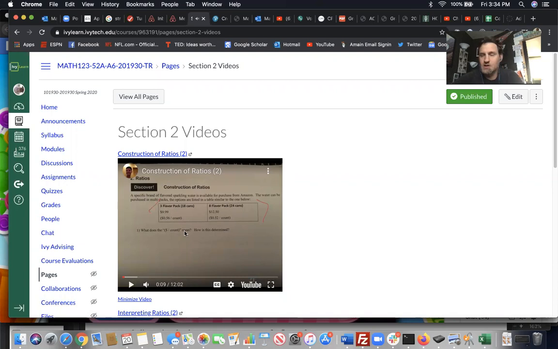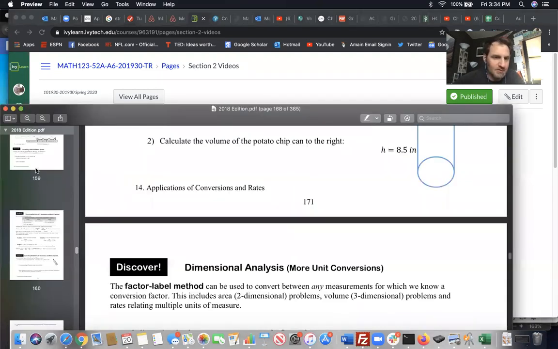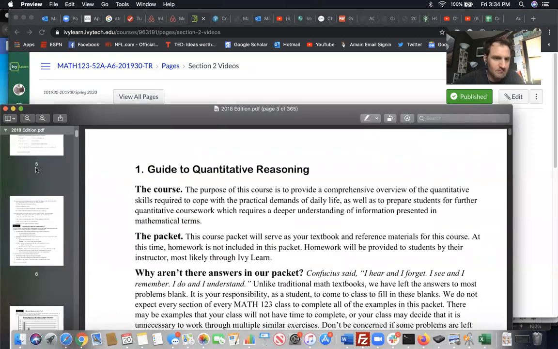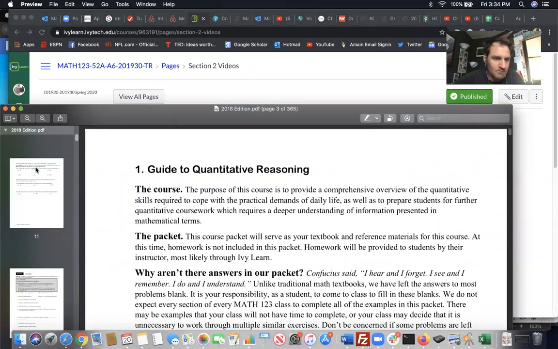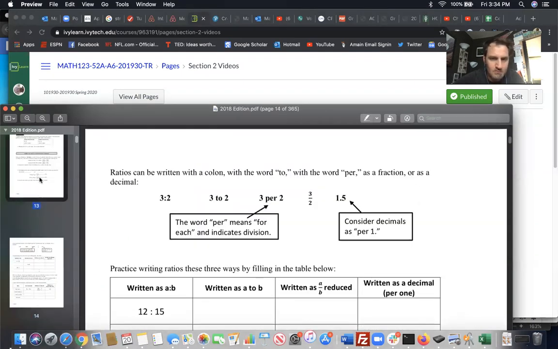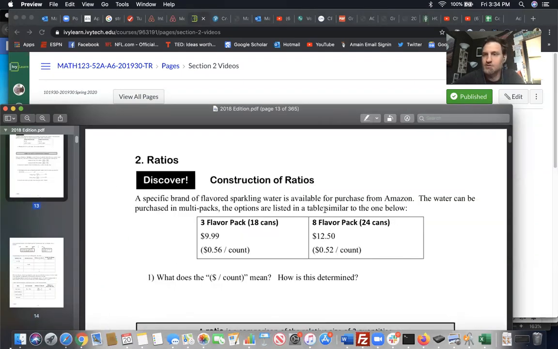Okay, hold on a second. So she's talking about section 2 ratios, construction of ratios. If we look at the PDF for the book, let me just scroll up to section 2 here. Construction of ratios, right? So she's actually working in the book.